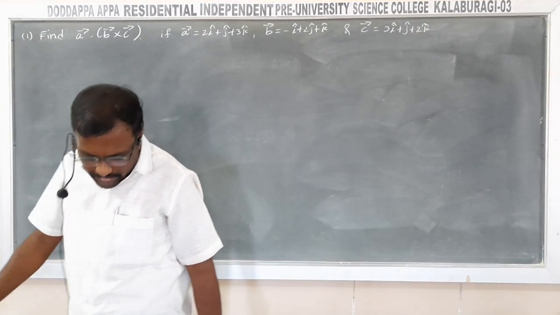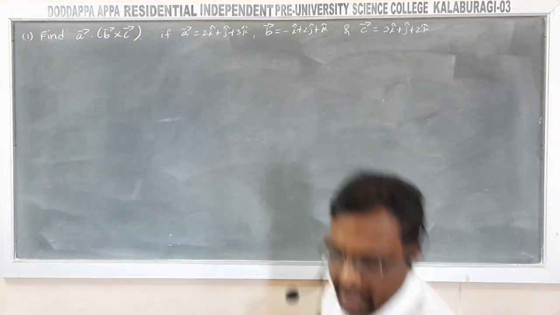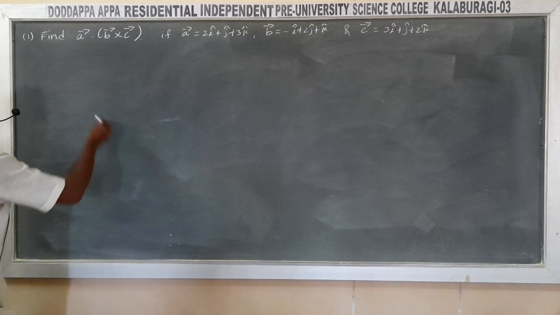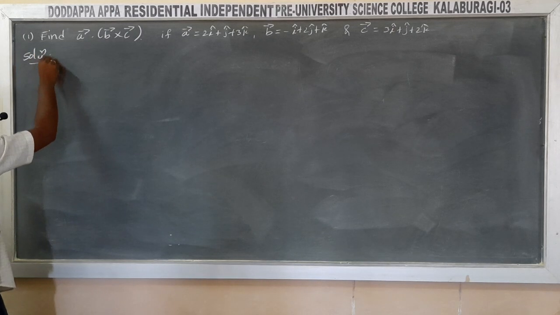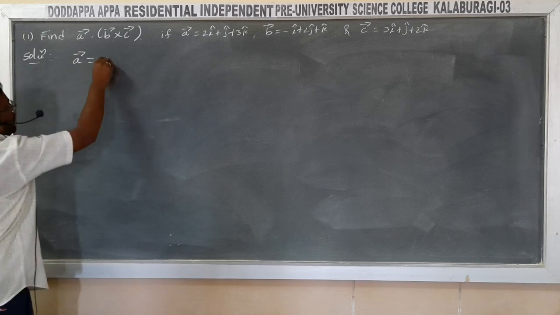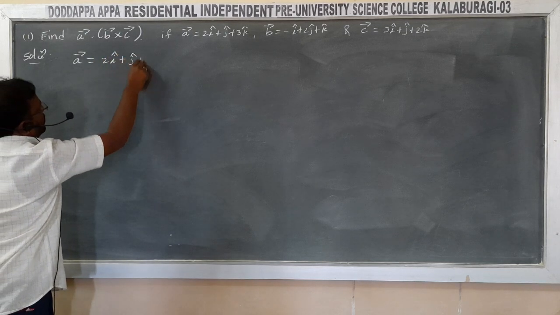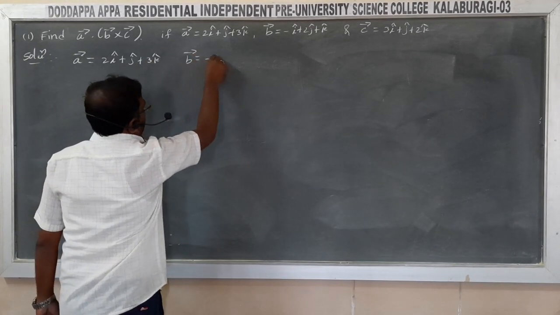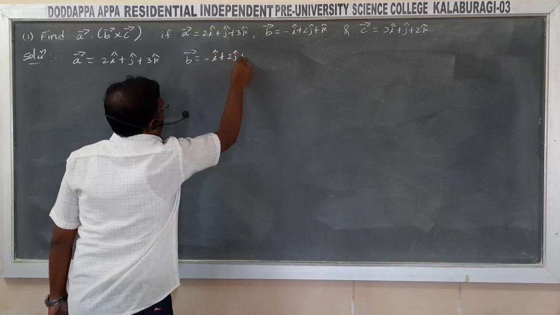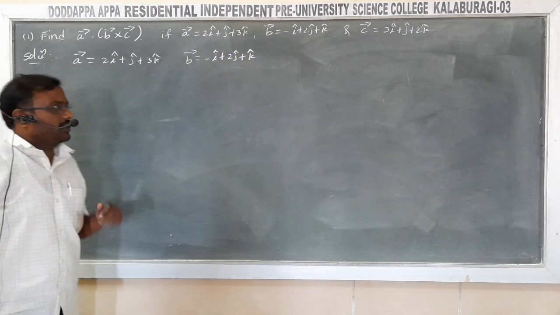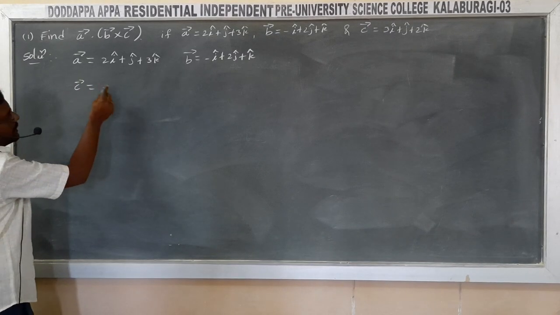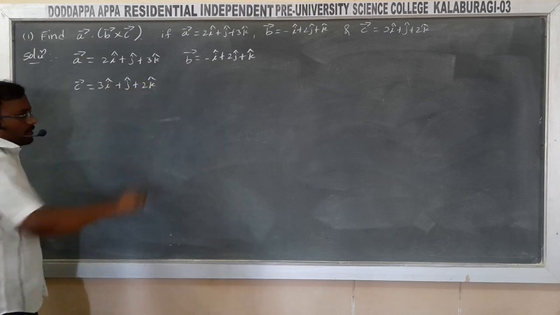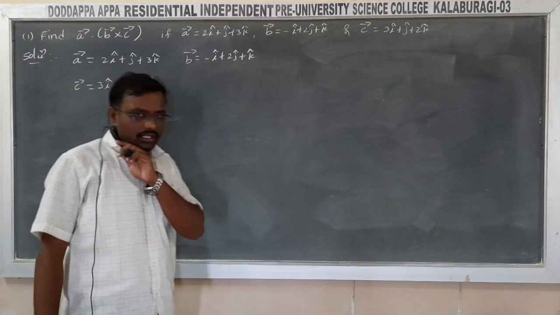Okay, this is the problem for finding the vector A dot of vector B cross vector C. First of all, you have to write what the given values are. So first, what is the given vector A value? Vector A is equal to 2i plus j plus 3k, and vector B is equal to minus i plus 2j plus k is given. Next, vector C is equal to 3i plus j plus 2k. Okay, right?